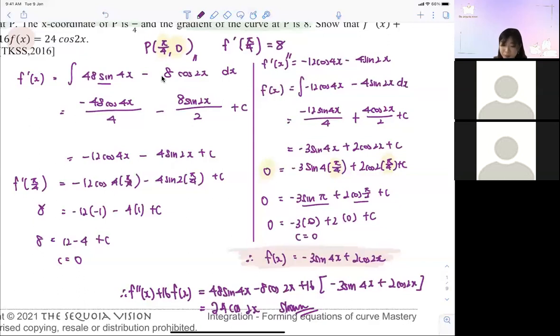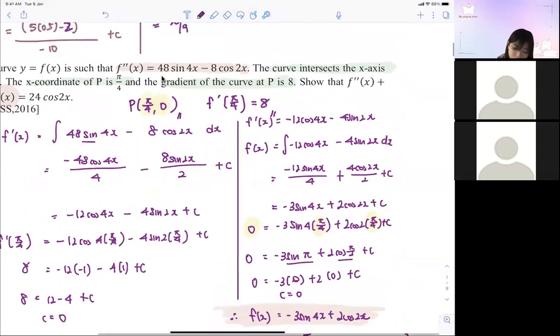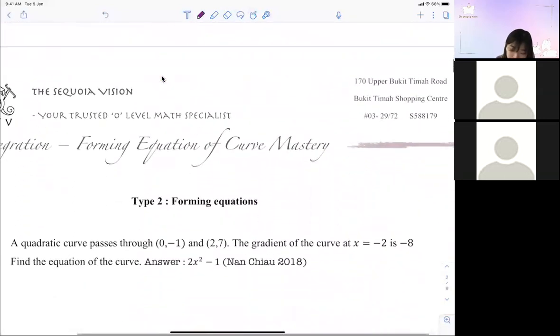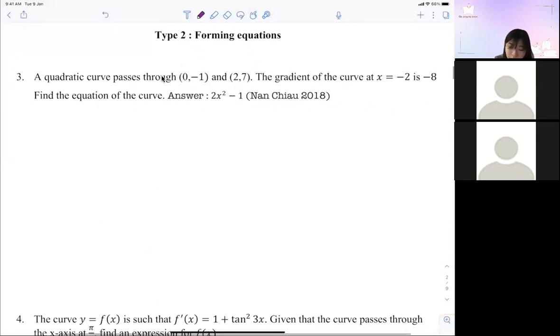All right, Dylan done? I move on. Okay, so now we change a bit. I know that a quadratic curve passes through these two points, and the gradient at x equals minus 2 is minus 8. I want you to find the equation of the curve.